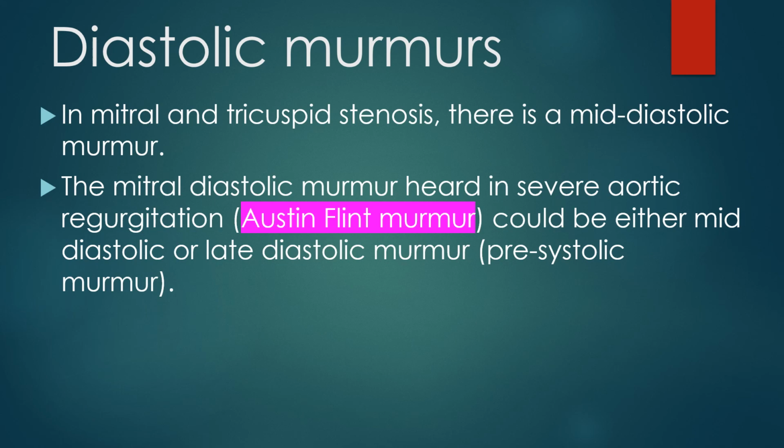In mitral and tricuspid stenosis, there is a mid-diastolic murmur. The mitral diastolic murmur heard in severe aortic regurgitation is known as Austin Flint murmur and could be either mid-diastolic or late diastolic, that is pre-systolic murmur.